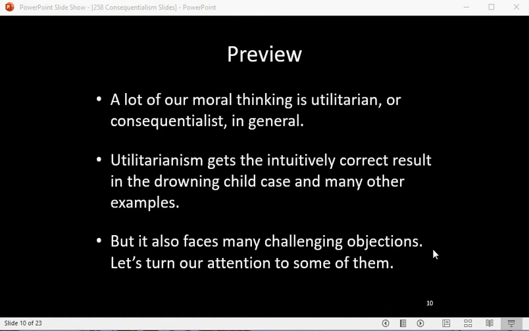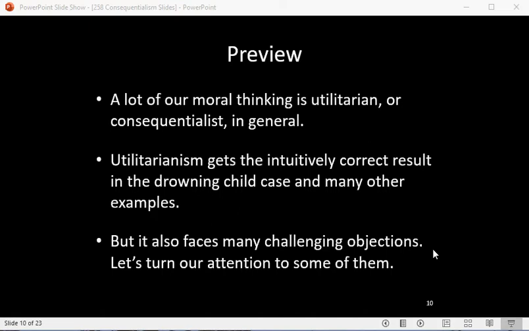There's no doubt that a lot of our moral thinking is utilitarian or consequentialist in general. You think about that drowning child case, almost everybody would say, yes, you have a moral obligation to save the drowning child, because that's just a much better thing to do. If you do that, there's going to be two people who get to live instead of just you, and the saving of the child is likely going to make the child's family very happy. It's going to be a lot more pleasure in its consequence than if you walk away and don't save the child.